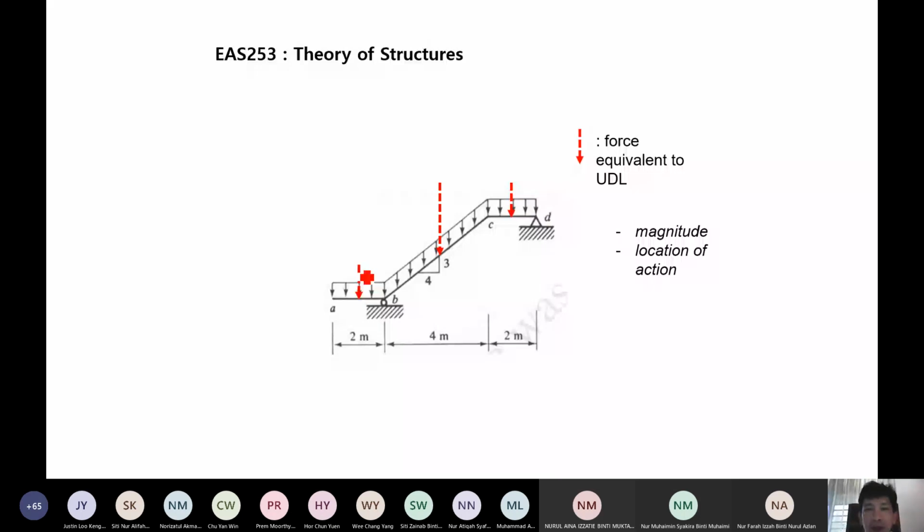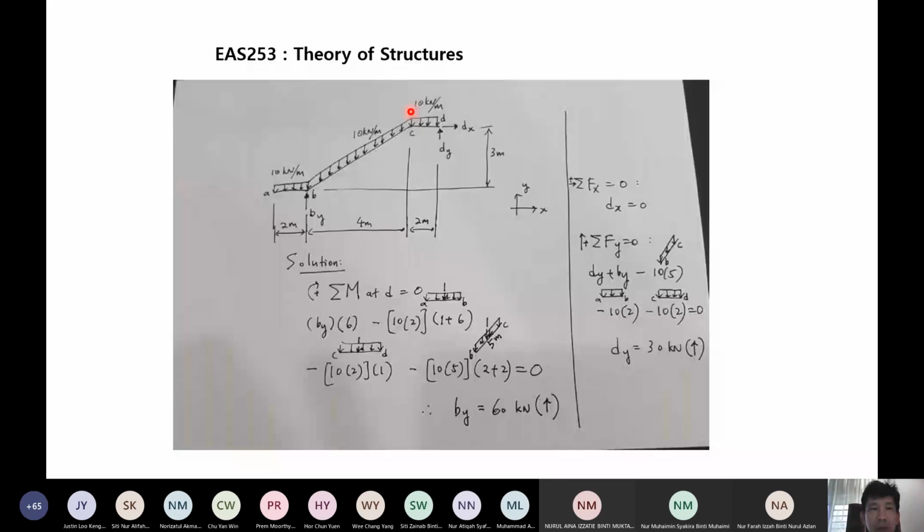So this is the complete solution process that I have prepared. This is a free body diagram, with Dx, Dy, and By. This is a simply supported frame with an inclined member here. So 1, 2, 3. All the dimensions are given.